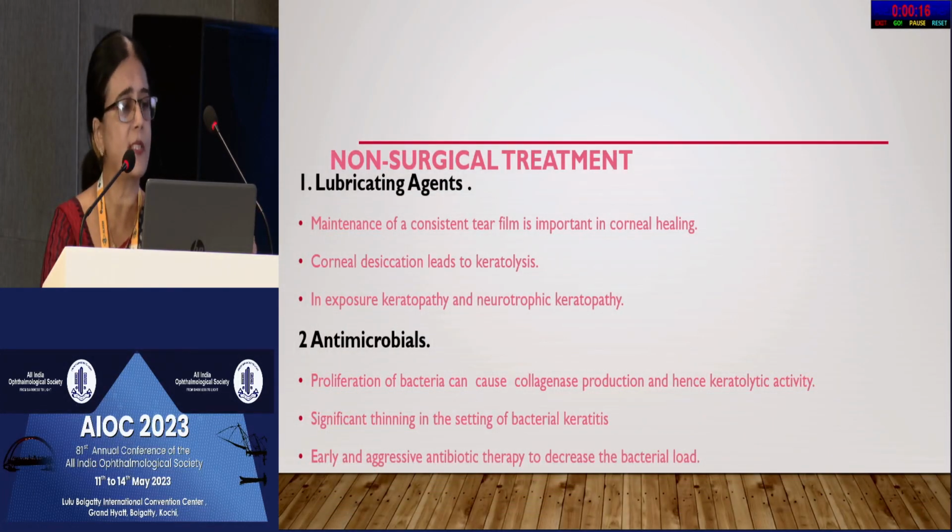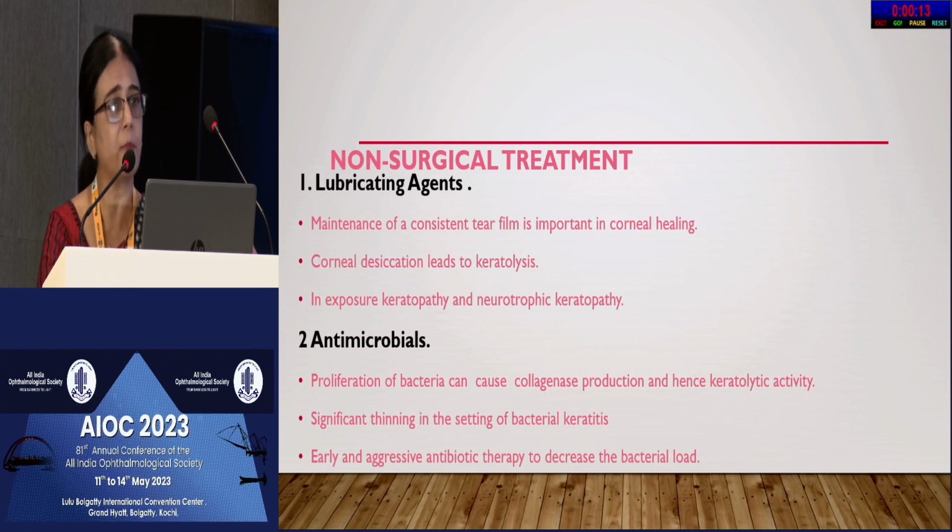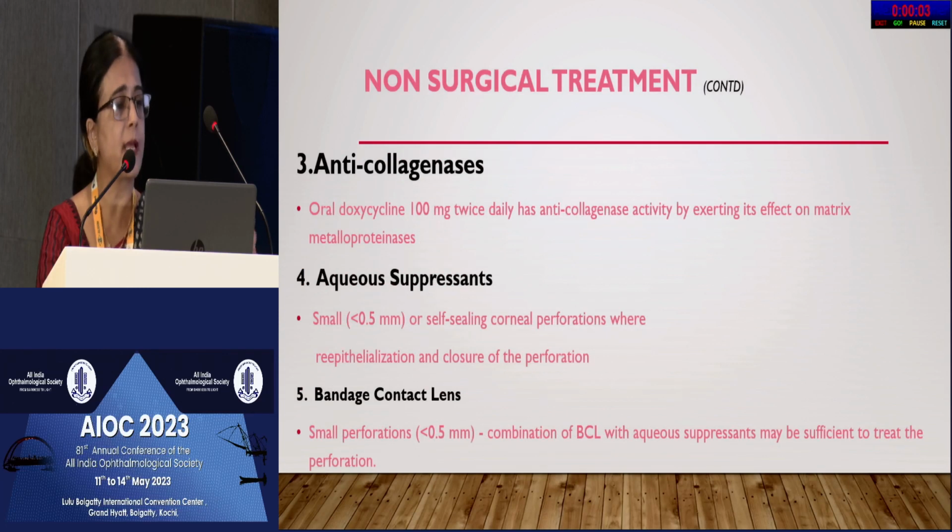A word about the non-surgical treatment. It is a very important adjunctive treatment for all the surgical treatment. That is the lubricating agents to minimize the desiccation of the cornea and to minimize further keratolysis. Antimicrobial agents, of course. Anticollagenase like the tablet doxycycline 100 milligram twice a day is very important for preventing collagenase activity, and these patients do very well with the support of bandage contact lens and gluing. Again, the aqueous suppressants and bandage contact lens for small perforations are very helpful in closing such defects.